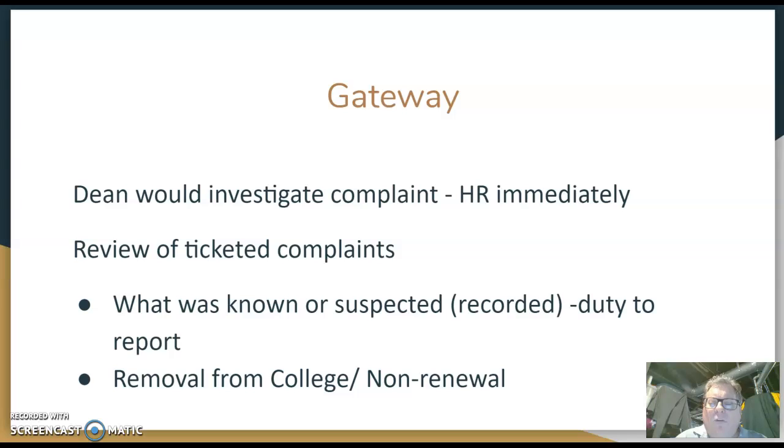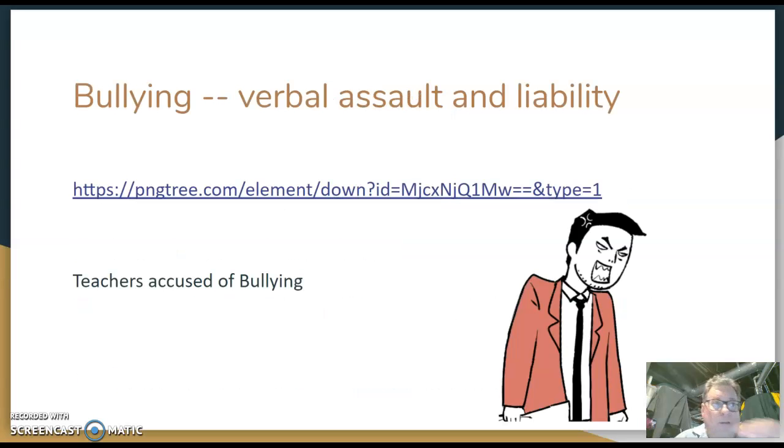Likely removal from the college if you were found to have engaged in harassment or some type of bullying of a nature like that. Non-renewal of an instructor if they simply couldn't maintain a learning environment that was safe and equitable to everyone. Verbally assaulting, bullying, and liability.